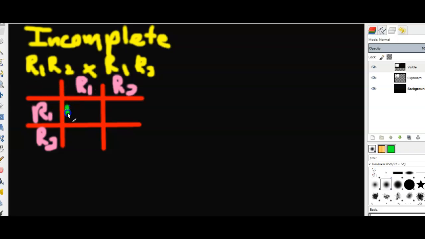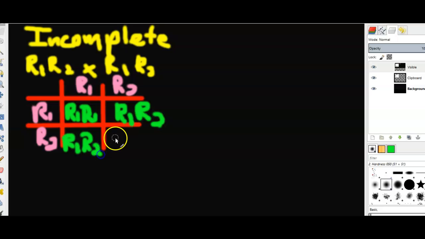Look at the F1s. R1 R1, R1 R2, R1 R2, R2 R2. You see that?